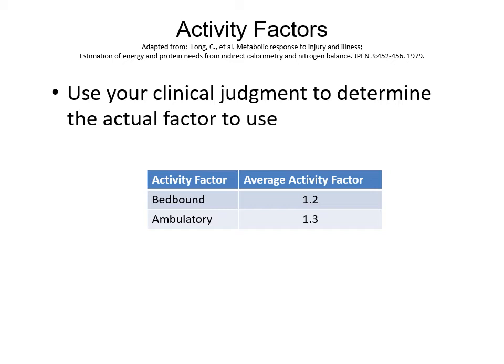Now here you can see the activity factors. So again, even if you're bedbound, people move around in bed. Not a whole lot, but they move around. So the activity factor is 1.2. Or if they are ambulatory, which is just saying this is not physical activity, this is I can get up and walk to the kitchen and grab a snack. I can walk to the bathroom, etc. I can just do some basic walking around.